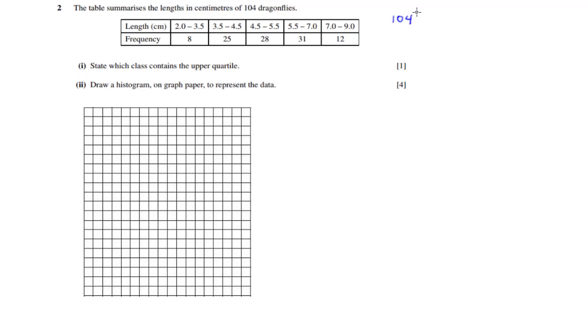Okay, so number two, we've got the table, we got 104 dragonflies. We need the upper quartile, the third quartile. Well, that's about 75% of the way across. We're estimating, and we got group data here, so let's check this out.